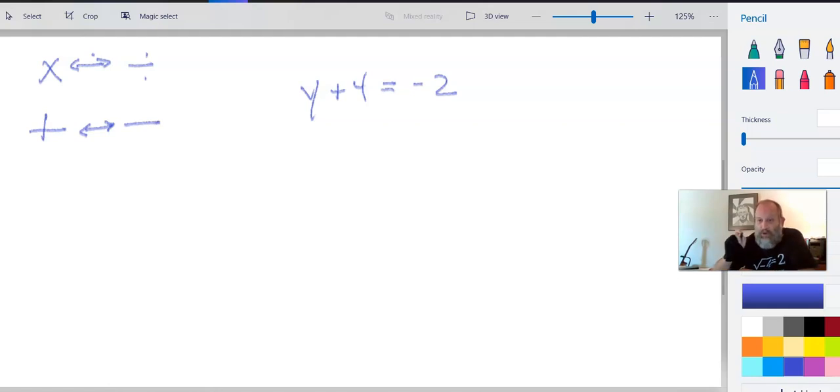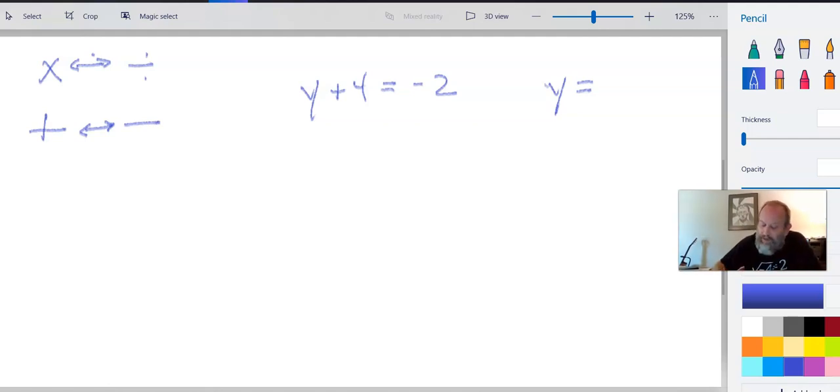And the rules and the goal of the game is to try to get the variable by itself, right? You want the variable on its own on one side. So in this case, we have a y. So in my last layer of computation, I want to have y equals something, right? A number. It needs to be a number. There can't be any y's on the other side. It's got to be a single y equal to something.